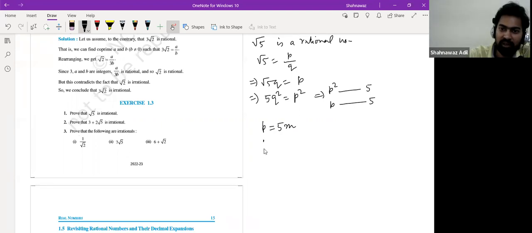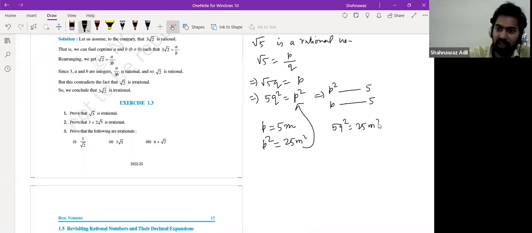And then we will square. So p squared, squaring both sides, so this will be 25m squared, right? And then we will put this value here. So this will be what? 5q squared equals 25m squared, right? So this cancels. So q squared has a factor of 5, equal to 5m squared. So q is a factor of 5, right?